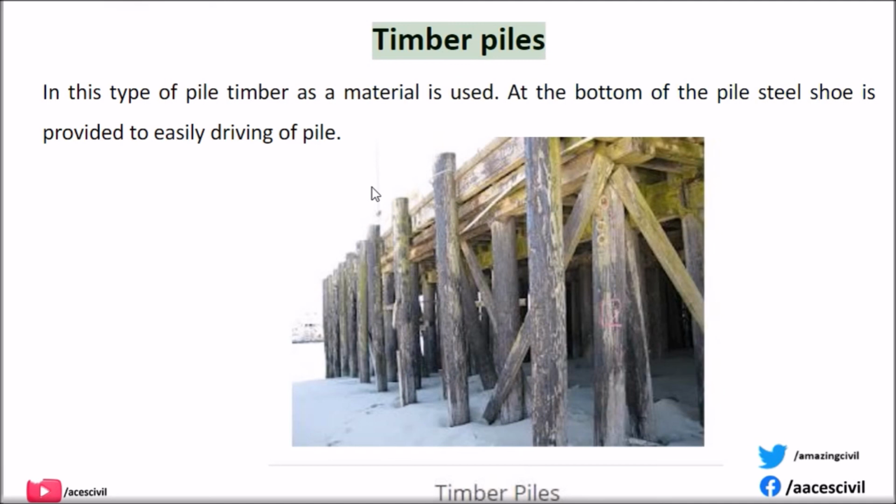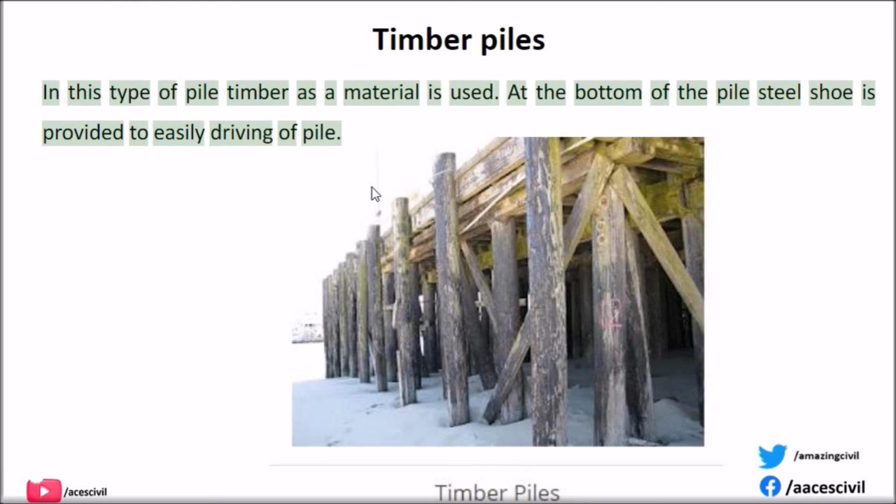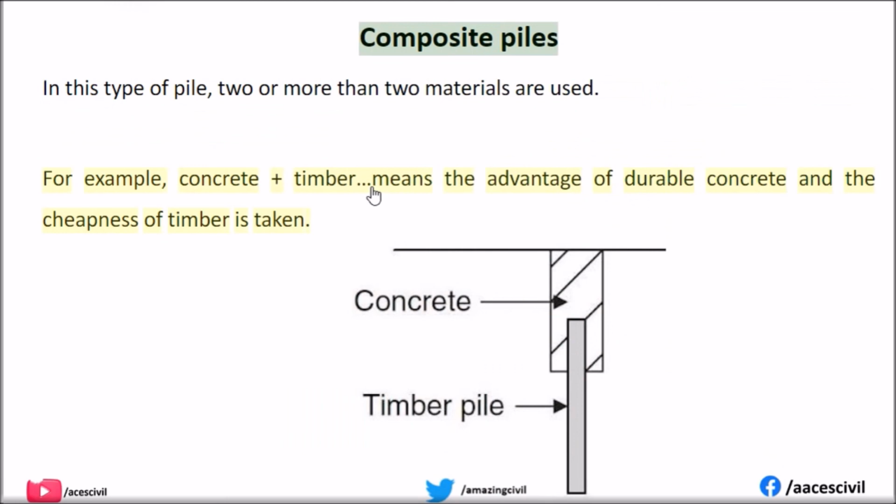Timber piles. In this type of pile, timber is used as a material. At the bottom of the pile, a steel shoe is provided for easy driving of pile. Composite piles. In this type of pile, two or more materials are used. For example, with concrete and timber, the advantage of durable concrete and the cheapness of timber is taken.